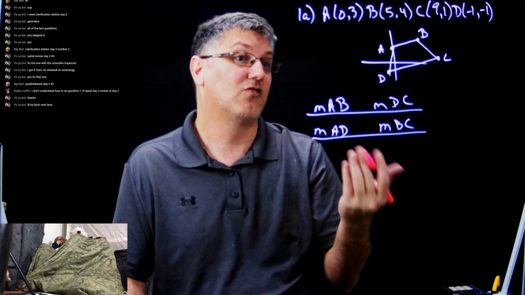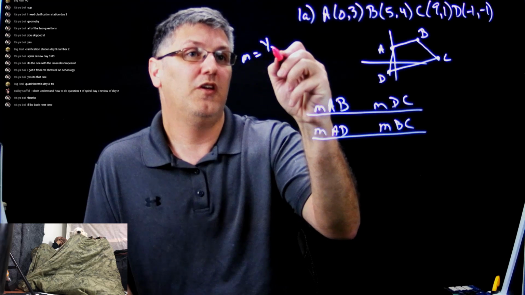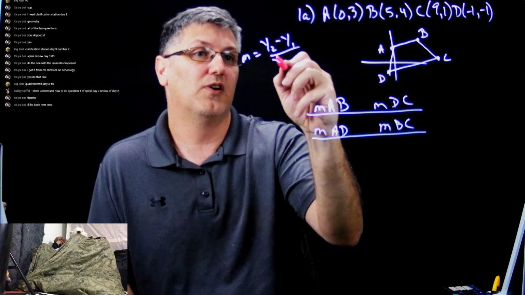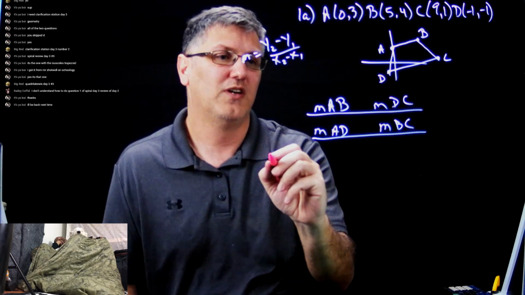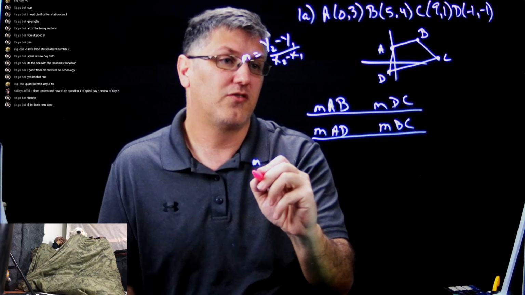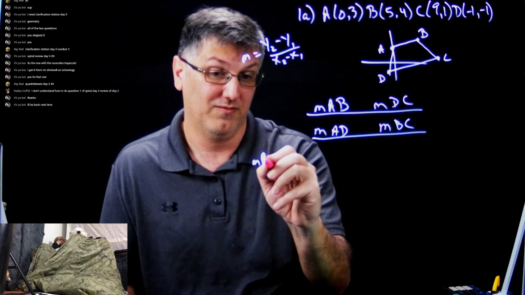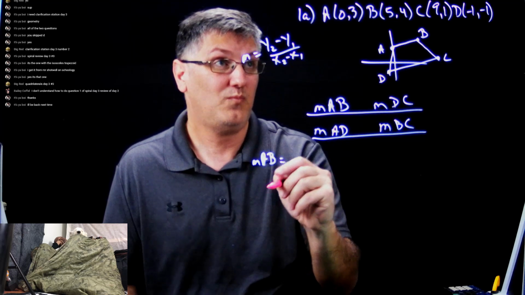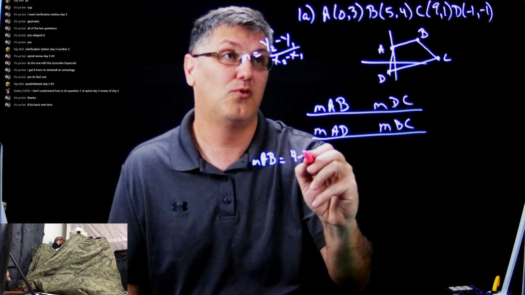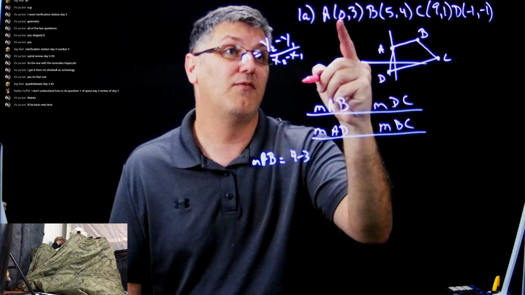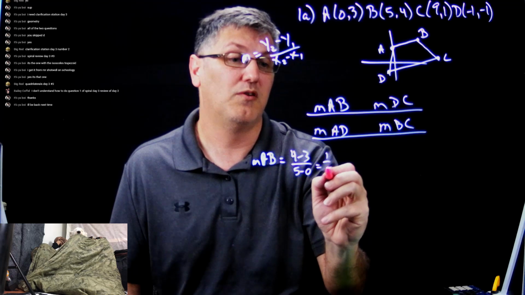So let's just do this. It's just the slope formula. My slope formula, if you remember, is y sub 2 minus y sub 1 over x sub 2 minus x sub 1. So let's do each one of these. The slope of AB: 4 minus 3 over 5 minus 0. This gives me 1/5.